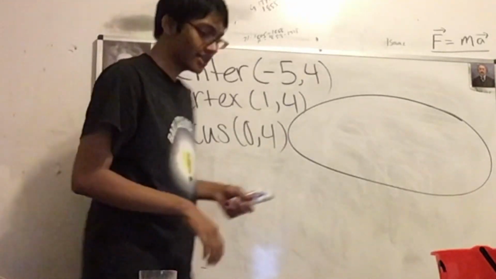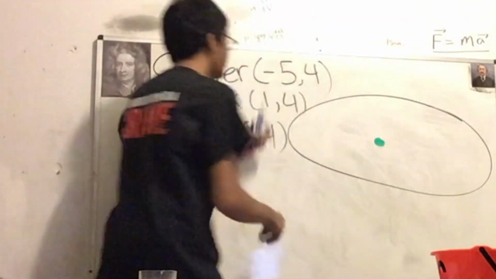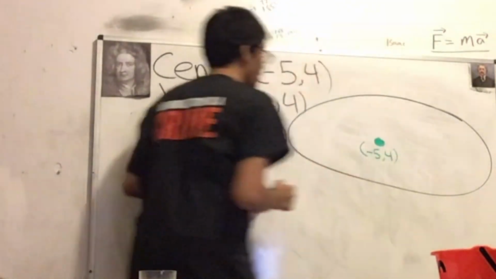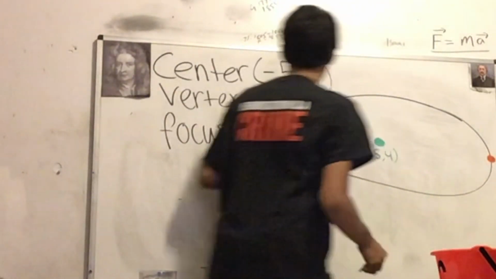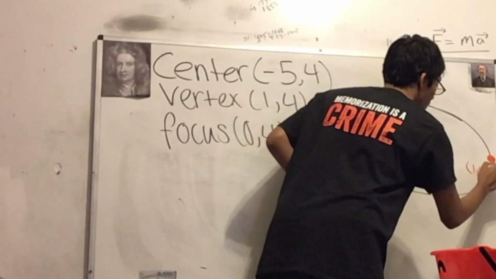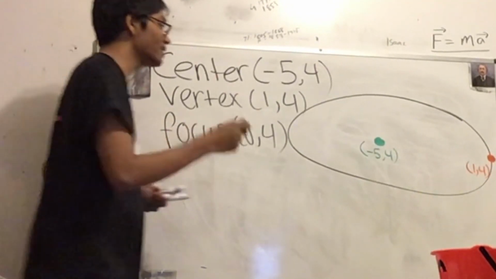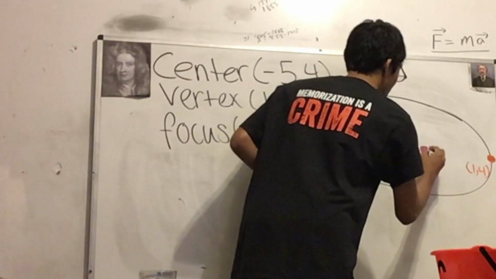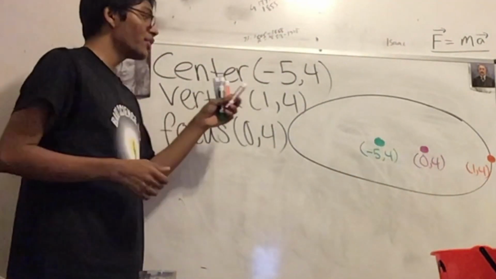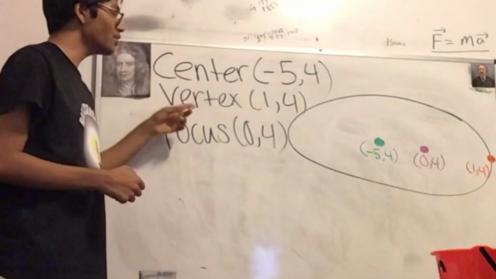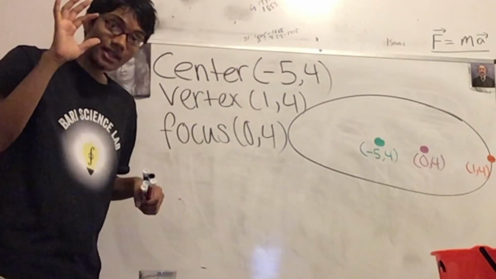Alright, so I know a few things about my horizontal ellipse. Let's go ahead and take this marker. So first of all, I know the center of my ellipse is going to be -5, 4. I also know one of the vertices of my ellipse, perhaps this vertex at the far right. That vertex is going to be 1, 4. And finally, I know the focus of my ellipse. Remember, every ellipse has two foci, but here I at least know one of them. And this focus right here is going to be 0, 4. Okay, so I know three pieces of information about my ellipse: my center, my vertex, and my focus.